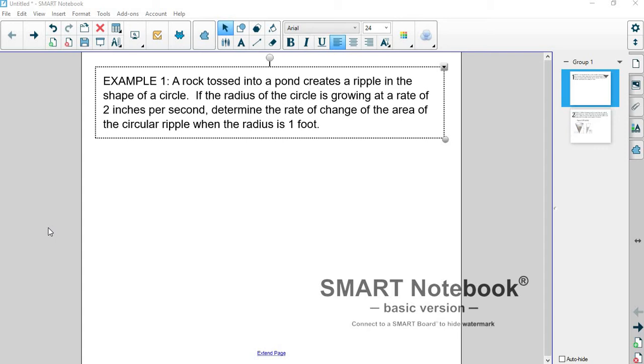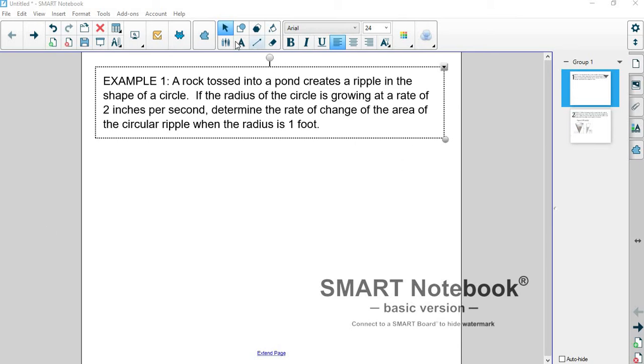Alright, so for problem number 1 here, a rock is tossed into a pond and that creates a ripple that is in the shape of a circle. If the radius of the circle is growing at a rate of 2 inches per second, we want to determine the rate of change of the area of the circular ripple when the radius is 1 foot.